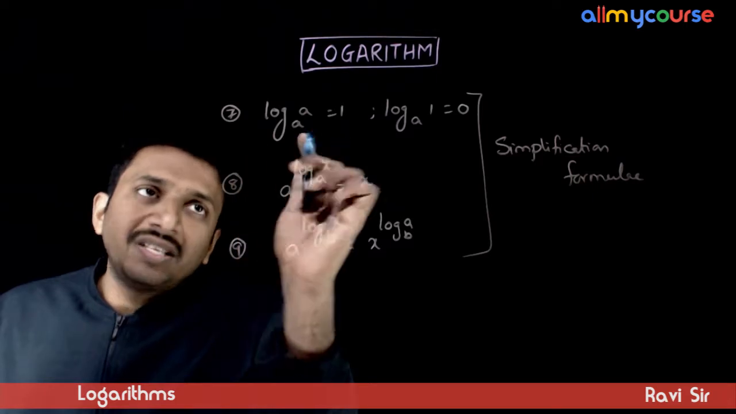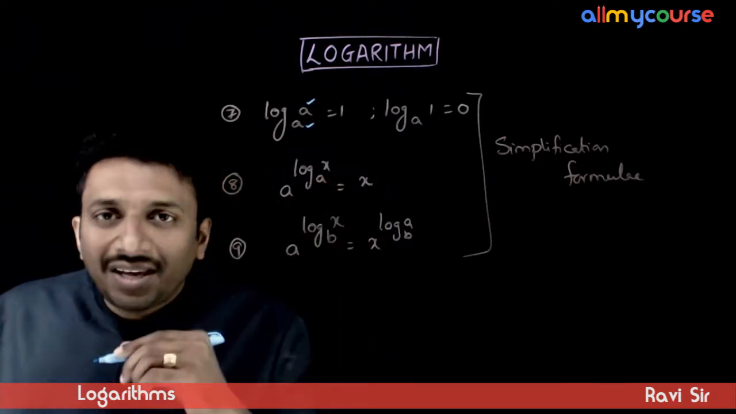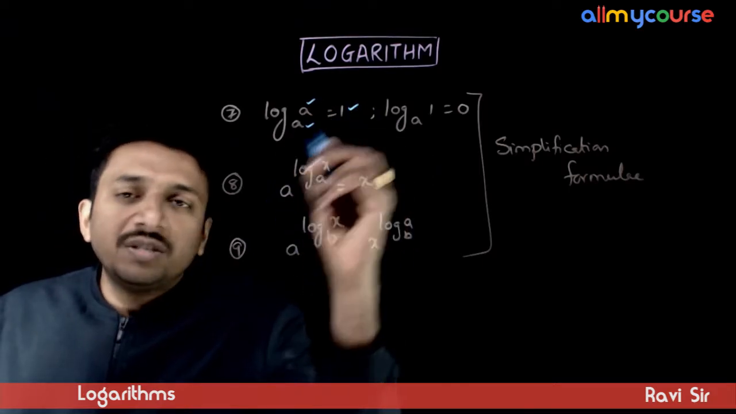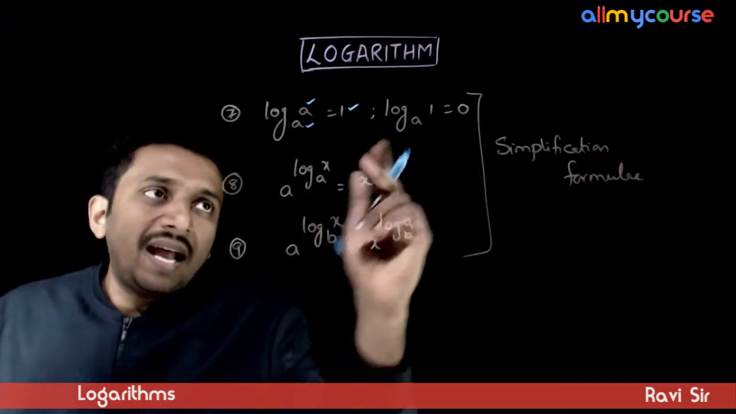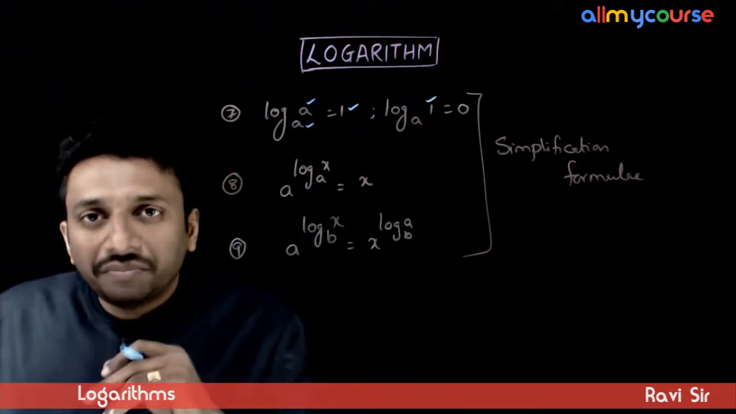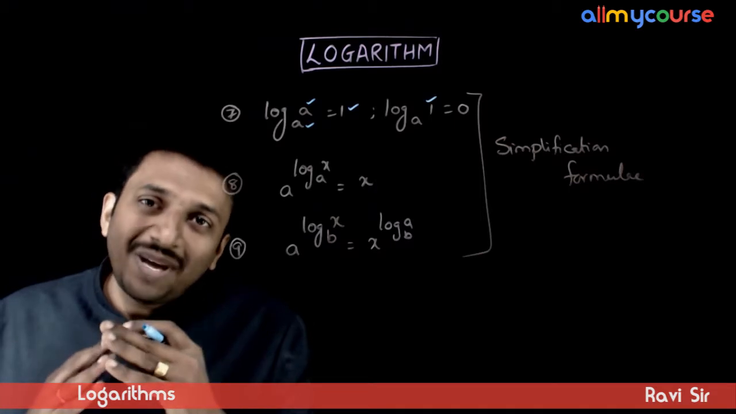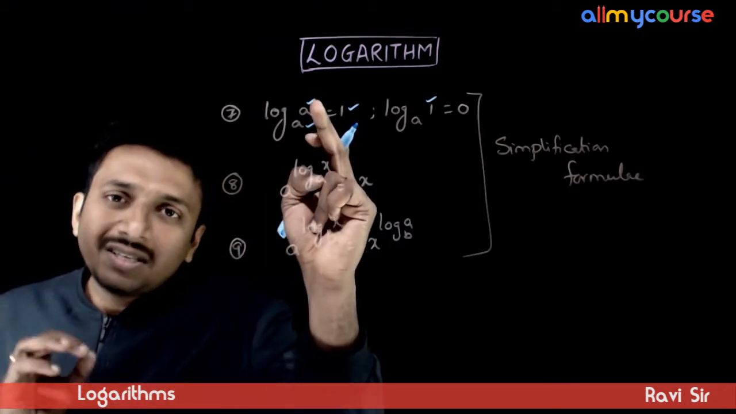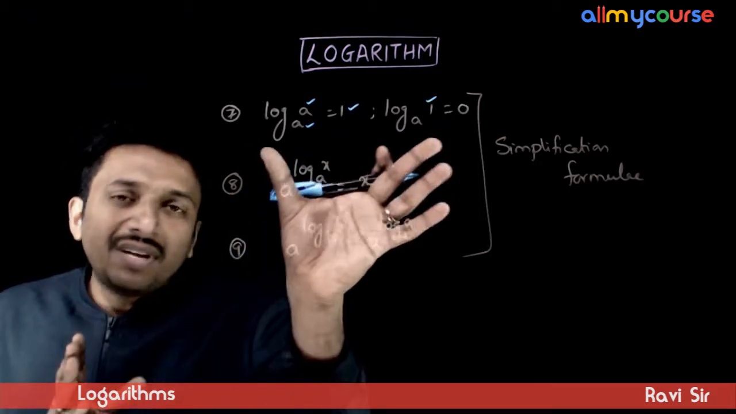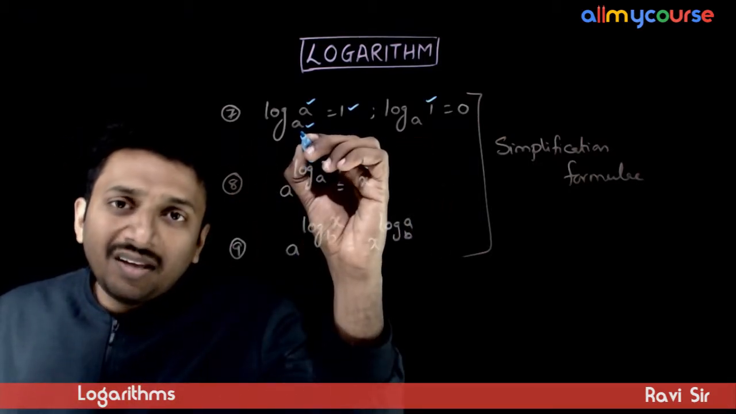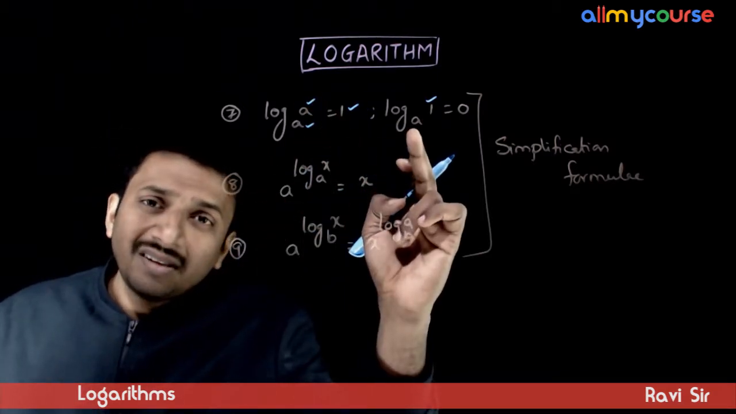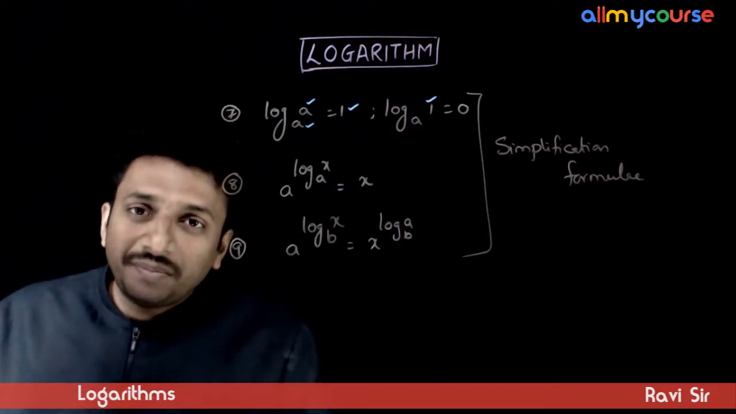So the first property is log a to the same base a. So if you have the same number in the base as well as the argument, the answer will always be equal to 1. And if you have 1 in the argument, log 1 to any base is equal to 0. Log a to the same base a is equal to 1. So these are very straightforward because the power of a that is present in a is equal to 1. Power of a present in 1 is equal to 0.